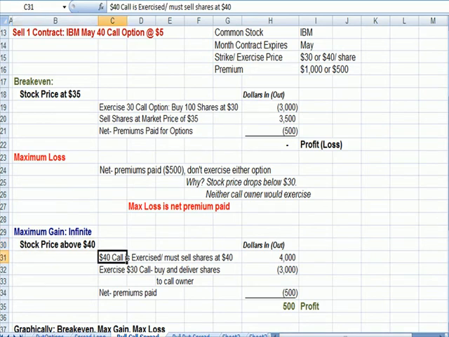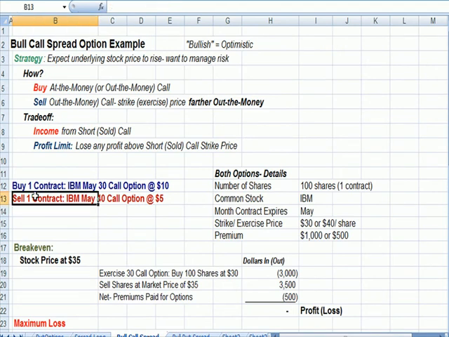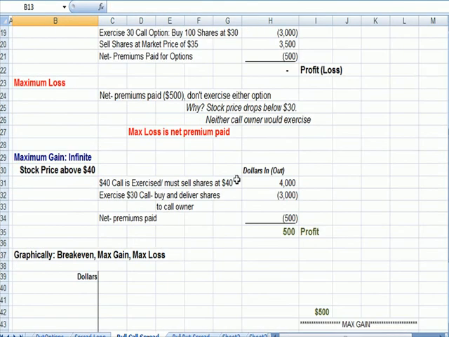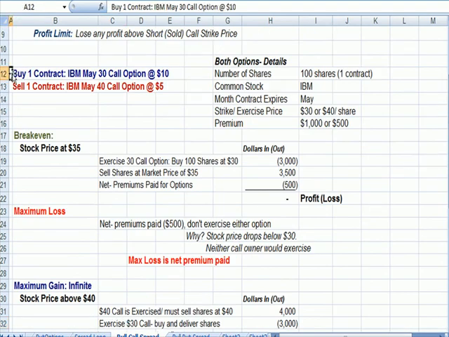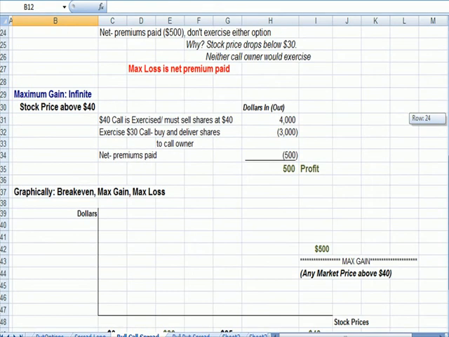Well, that 40 call that we sold to the other person right here is going to get exercised, which means they're going to buy at 40, which means we must sell shares at 40, so that's $4,000. But the problem is we don't own those shares. So we're going to exercise the option we bought, which is up here, we bought an option to buy shares at 30. We're going to exercise our option, buy shares at 30, spend $3,000, and deliver those shares to the other call owner who bought them at 40.